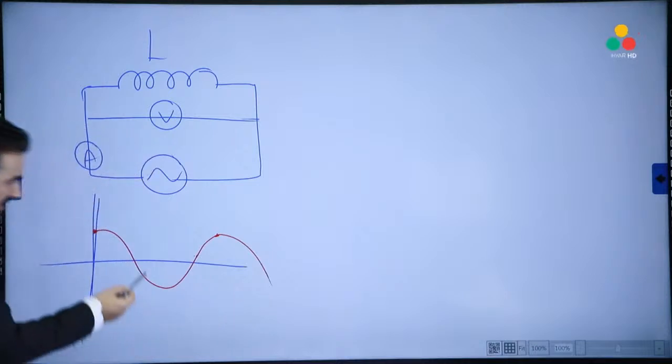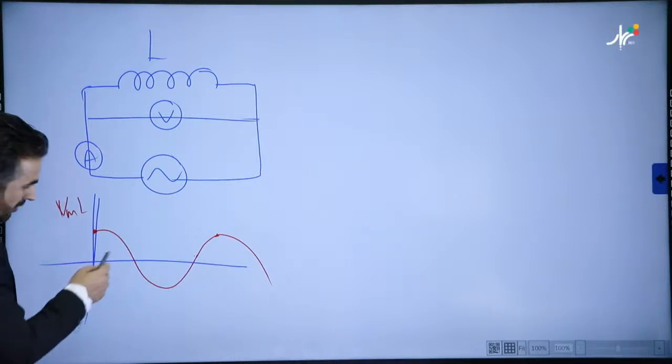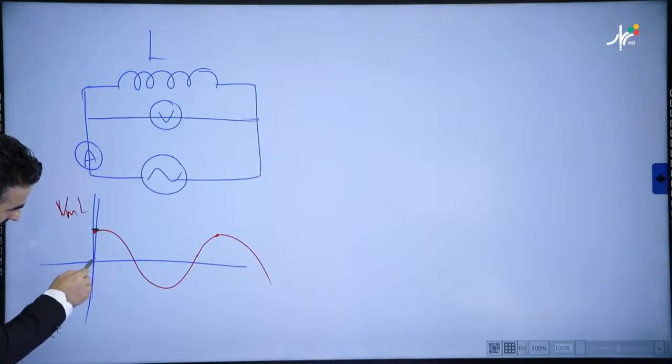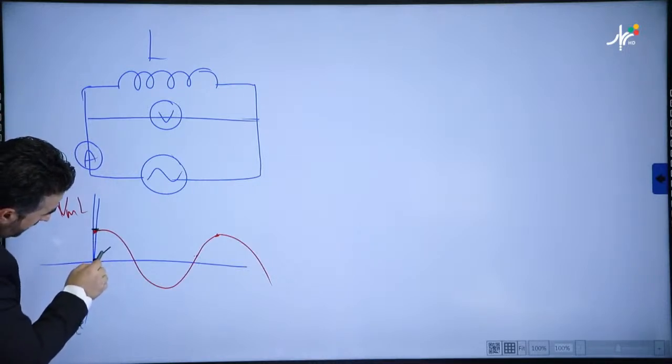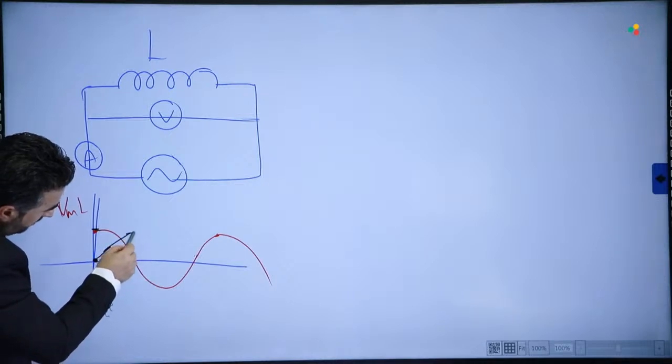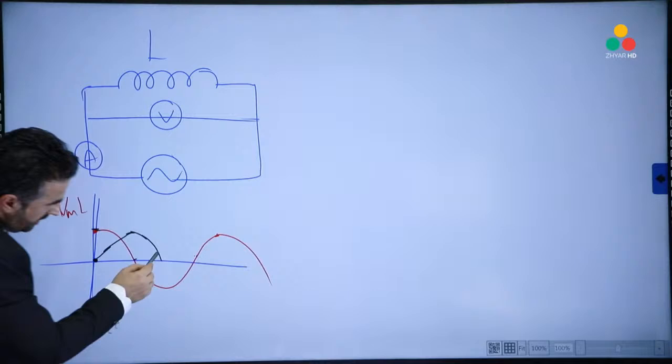Okay, so this is the voltage. You can say that is basically the maximum voltage on the inductor. And then on the other hand, we have the current through this. While this is maximum, you can see here that the current is zero. And of course, when the current is reaching maximum, you can see that this voltmeter is zero. And then it is going to decrease one more time.